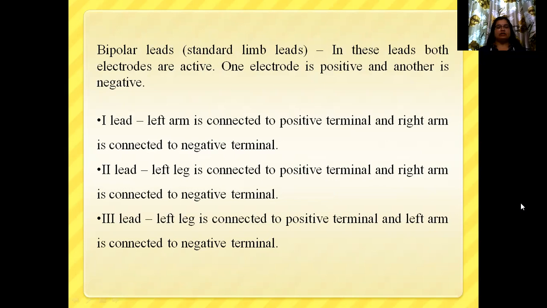Bipolar leads, or standard limb leads. In these leads, both electrodes are active. One electrode is positive and another is negative. First lead, second lead, and third lead. First lead: left arm is connected to positive terminal and right arm to negative terminal. Second lead: left leg is connected to positive terminal and right arm to negative terminal. Third lead: left leg is connected to positive terminal and left arm to negative terminal.